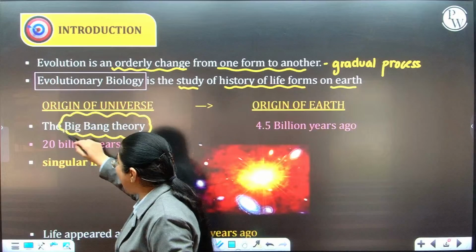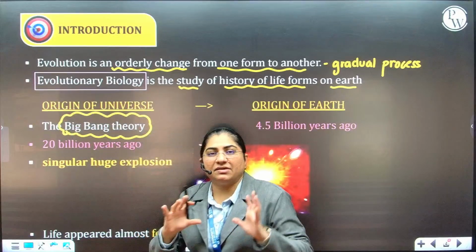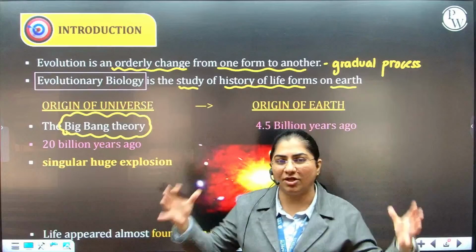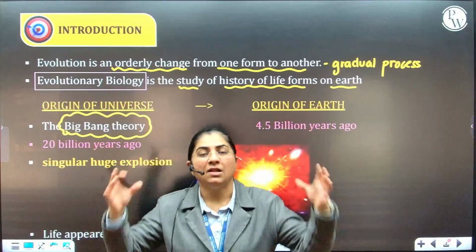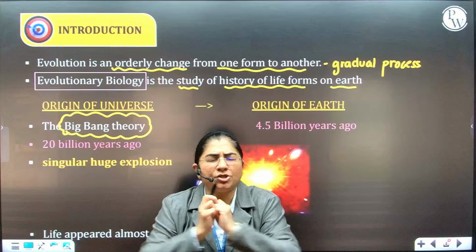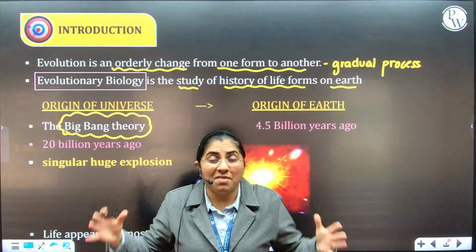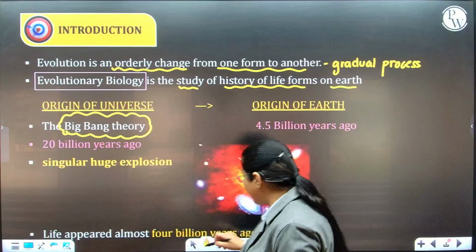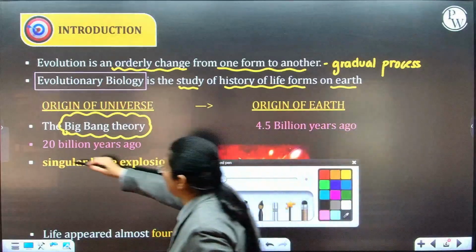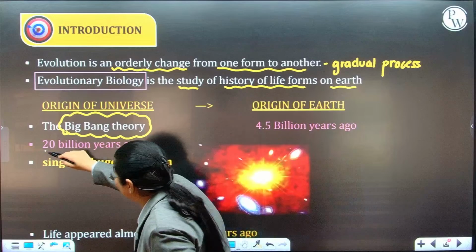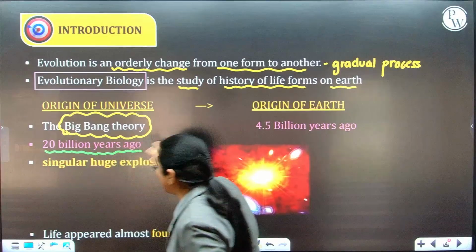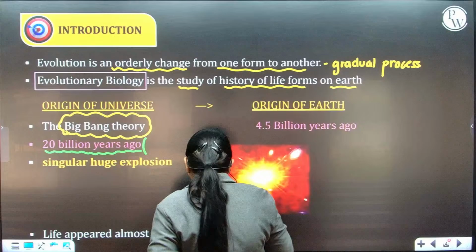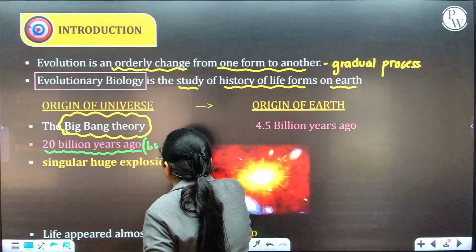Now, this Big Bang theory explains that there was a huge mass of hot boiling gases and cosmic dust which had a huge explosion, an unimaginable explosion in physical terms, called the Big Bang theory. When did this occur? This happened approximately 20 billion years ago. Billion years ago, we can also write as BYA.